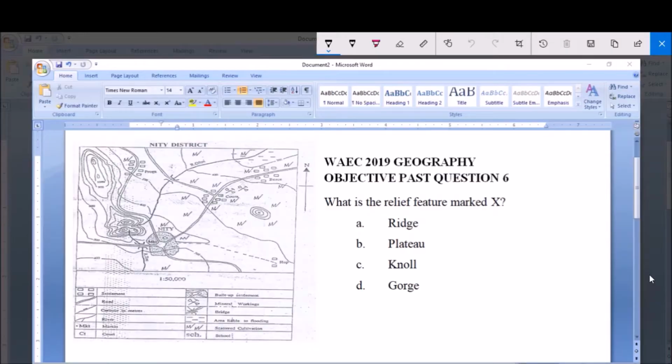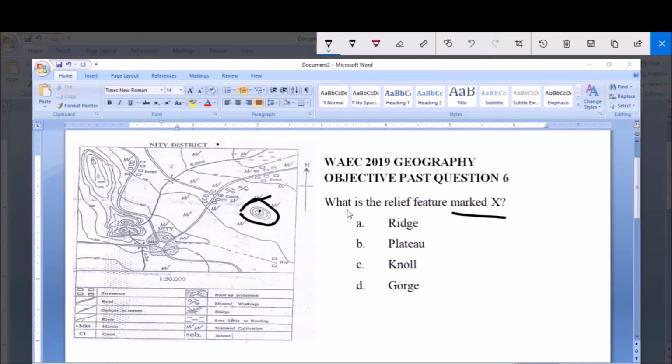WAEC 2019 Geography Objective Past Question 6. What is the relief feature marked X? A. Ridge, B. Plateau, C. Knoll, D. Gorge. So first we will locate the relief feature that is marked X on the map of Niti district. So this is X and this is the relief feature marked by X.